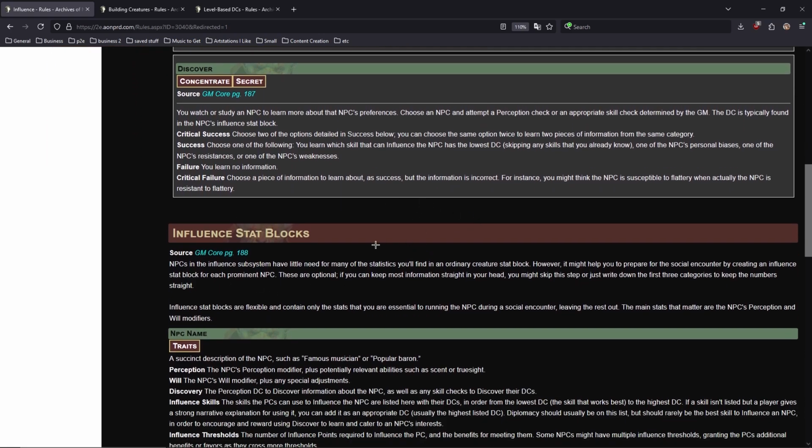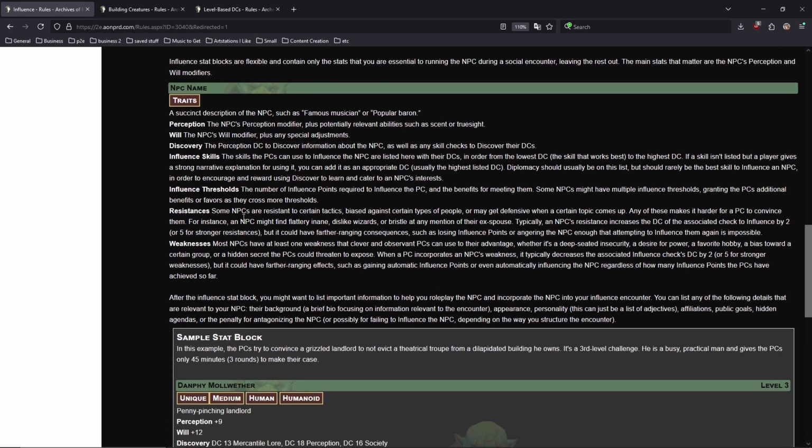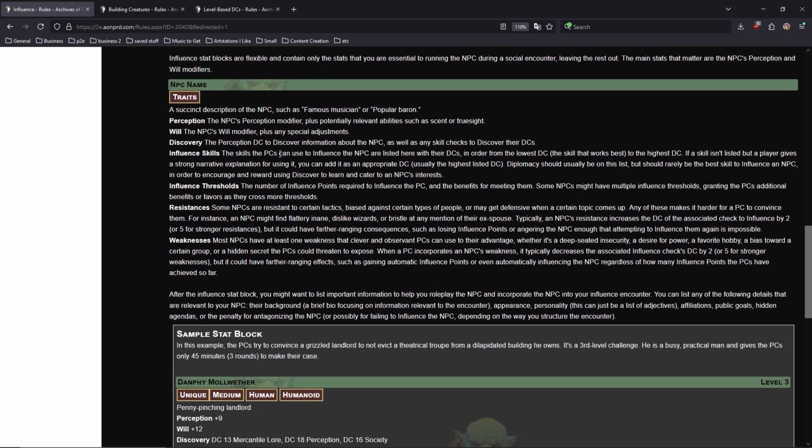Influence encounters utilize specific stat blocks. These can be for specific NPCs, and I would also mention that they work fine with larger collectives, the same way as the normal social rules work. They have a listed set of pieces of information. We'll get into it a little bit deeper when we get to the examples that I have prepared for you, but it lists their perception and their will DCs, because those are just relevant to social encounters.